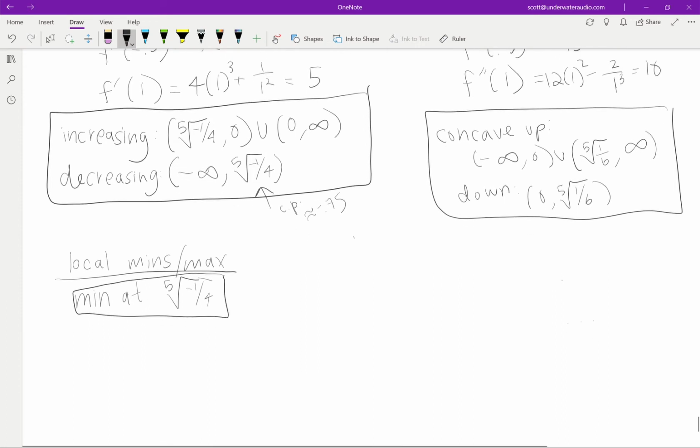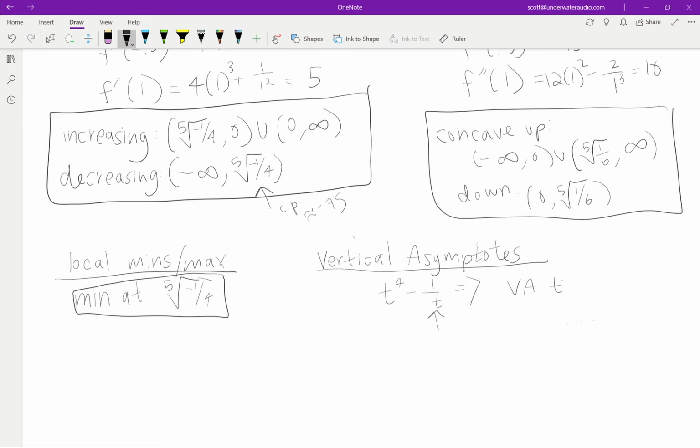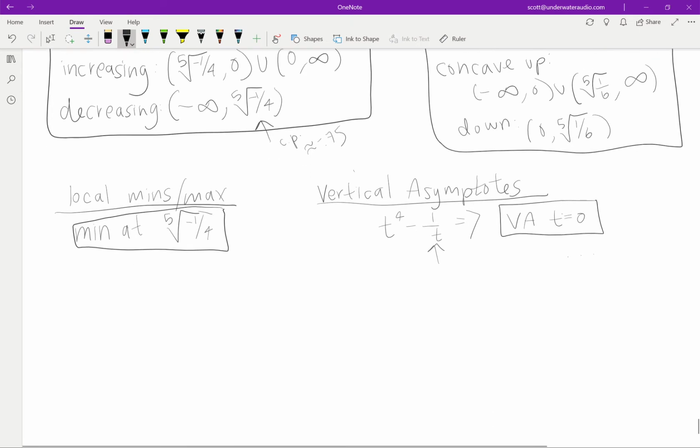So one other thing in addition to that that I wish I had thought of before is I actually know that there's a vertical asymptote. This is something from pre-calculus or an algebra class that you would have known. But my original function t to the fourth minus 1 over t, since it has division by 0, tells me that there's going to be a vertical asymptote at t equals 0. It's actually quite a bit of information that we could graph in there.